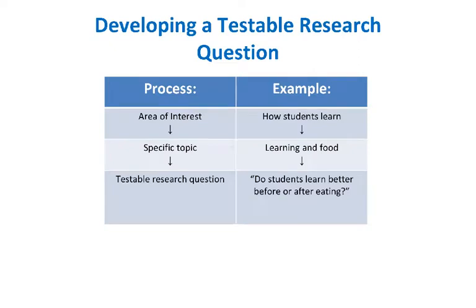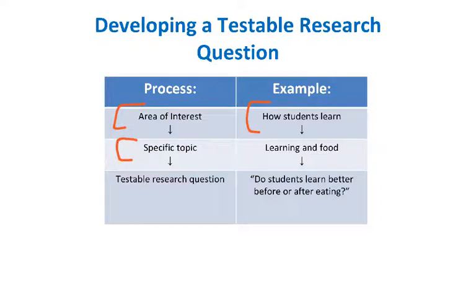All right, so when you are developing a testable research question, this is the process that you should follow. The first thing you need to do is identify an area of interest. For me, as a teacher, I'm interested in how students learn, okay? Once you know what your area of interest is, then you're going to come up with a specific topic. So you need to get a little bit more specific.